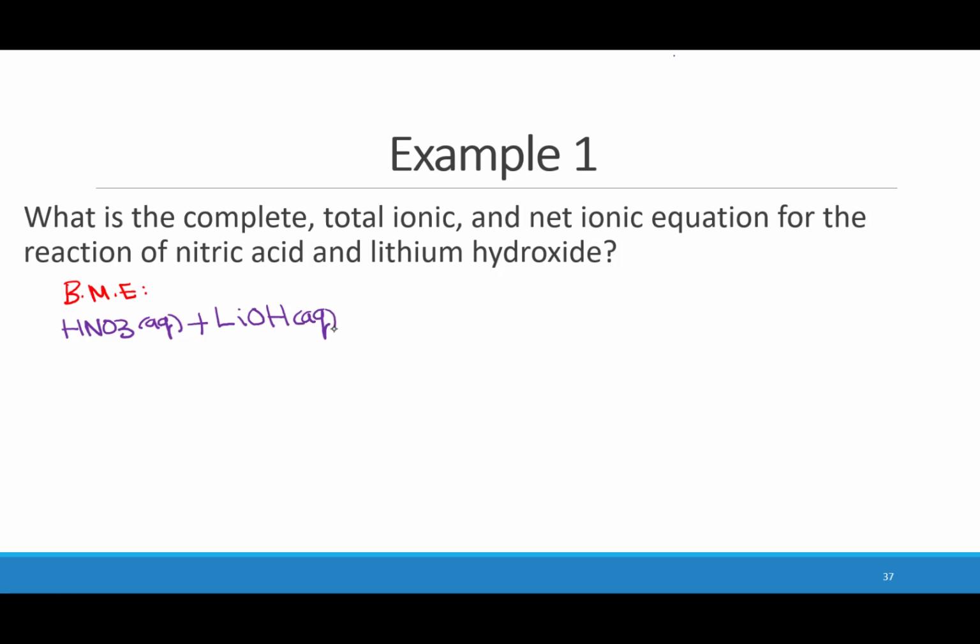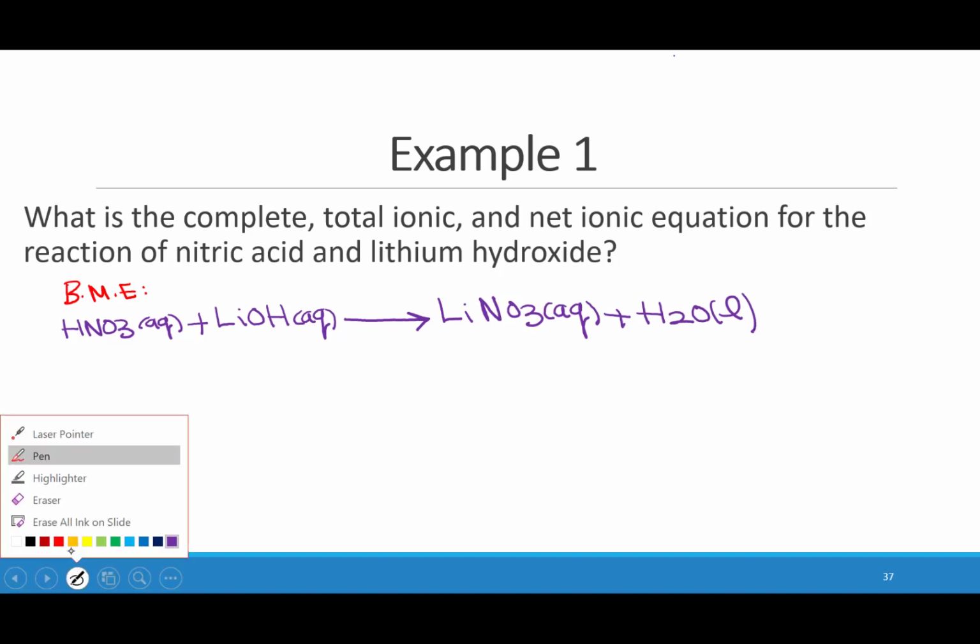Now I have nitric acid reacting with lithium hydroxide, which produces lithium nitrate and liquid water. Remember, whenever we have an acid react with a base, the product is always aqueous salt and liquid water. Then once you know the product, you have to make sure it's balanced. We have one lithium on each side, one nitrate ion on each side, 2 hydrogen on each side and 4 oxygen on each side. So this equation is already balanced. You don't need to balance it.